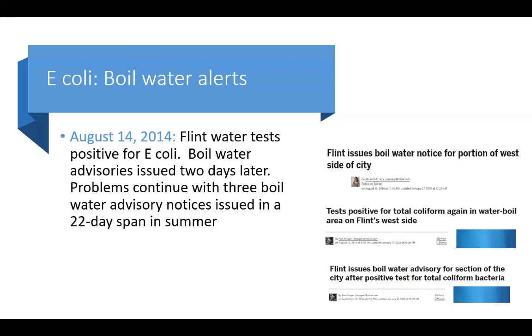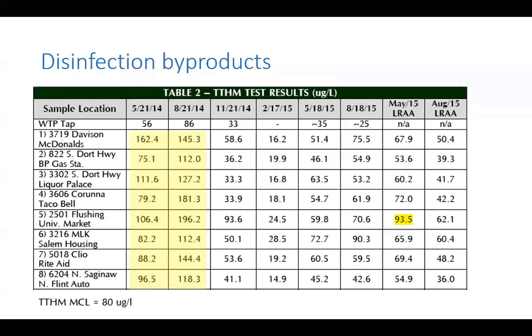Now, when you have these boil water alerts, when you have low levels of chlorine disinfectants, what do you do? You increase your disinfectant levels. Well, as a result of increasing the disinfectant levels, what you see are high levels of trihalomethanes. By December of 2014, MDEQ, the Department of Environmental Quality, informed the city that they would violate the disinfection byproduct rule because of the high levels of trihalomethanes.